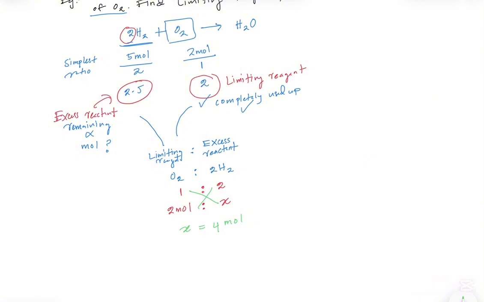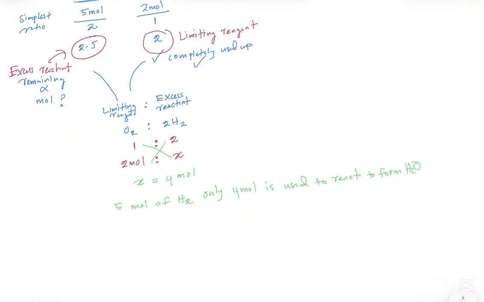Therefore, this confirms that out of 5 mole of H2, only 4 mole is used to react to form H2O. And of course, to find how many moles are left, we can subtract 5 mole minus 4 mole, which equals 1 mole. 1 mole is left.